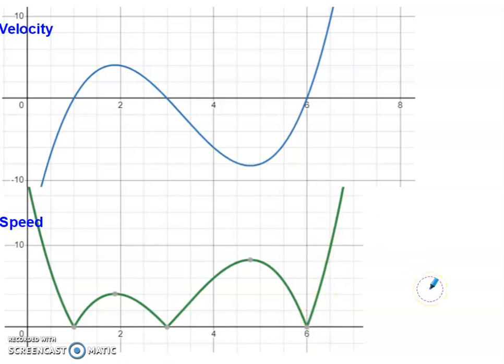But what if you don't have access to graphing technology? What if you're going to have to rely on just some by-hand calculations in order to make these judgments? What do you do then?